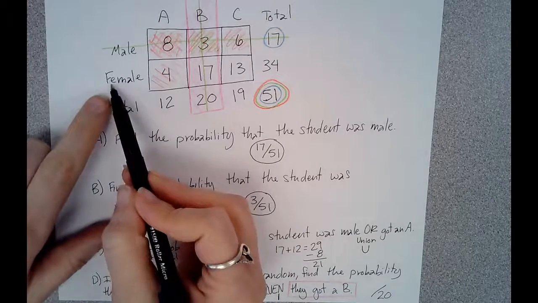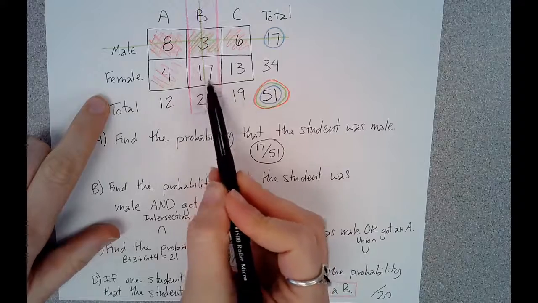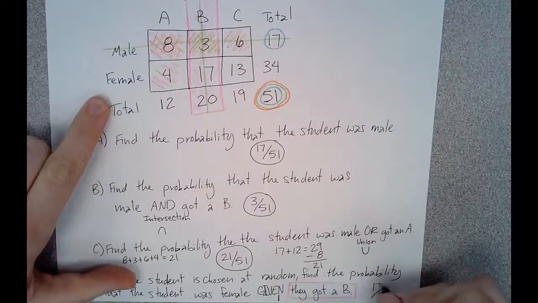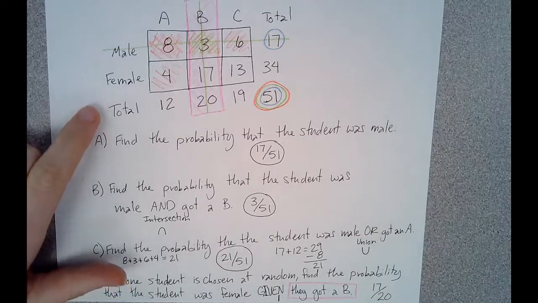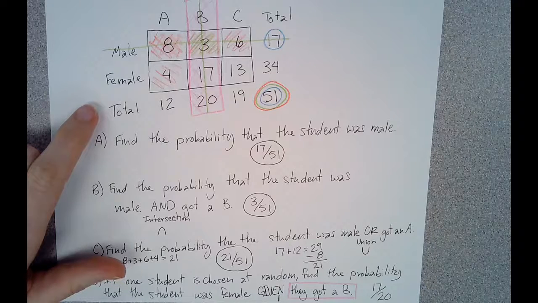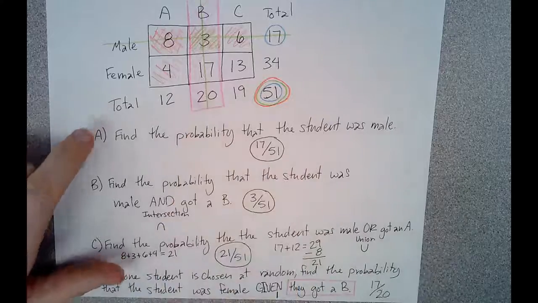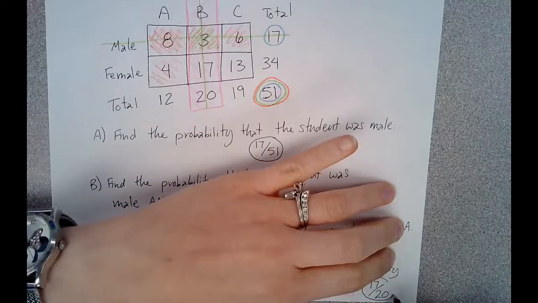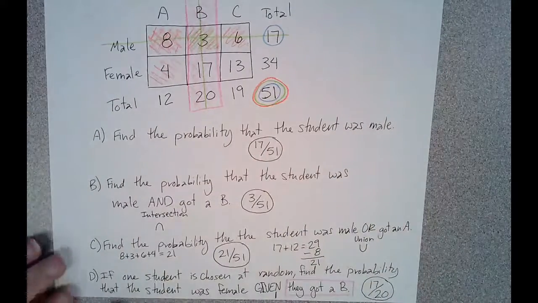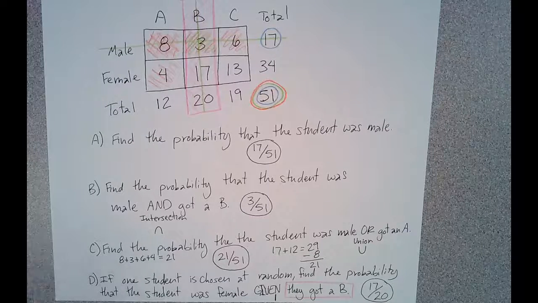So now we're going to look at female. We're only going to look in that pink shaded section. 17 females got a B out of the 20 total people who got a B. So that one is 17 out of 20. So hopefully that little review can help you remember how to do probabilities, including conditional probability.